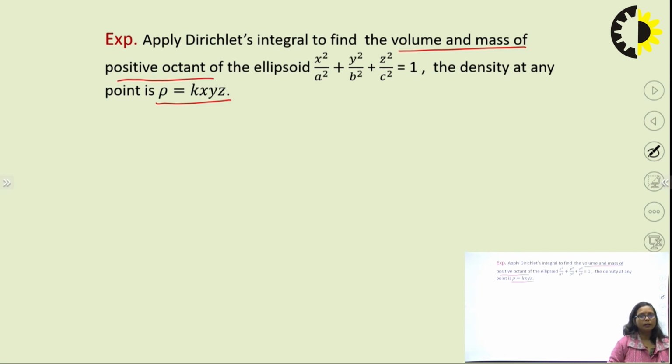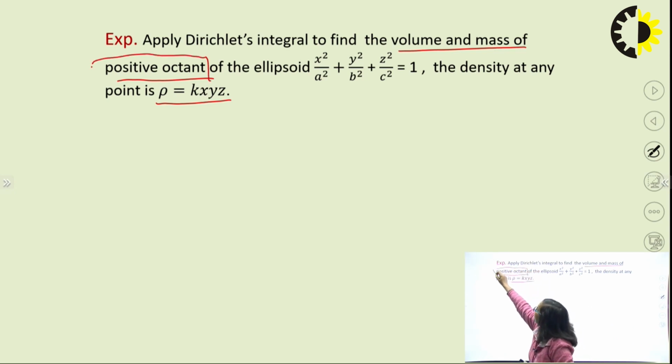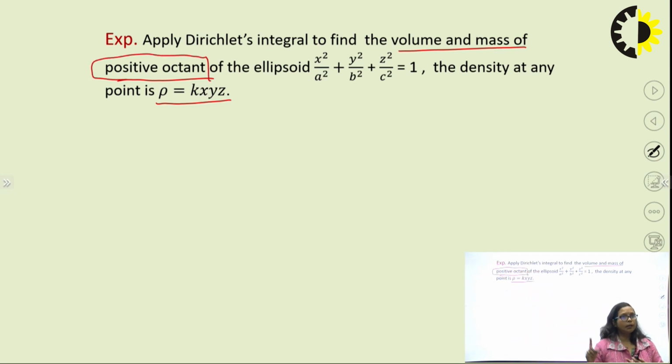So if the positive octant is given in the question, it means for this ellipsoid, you have to find the volume of that part of the ellipsoid which is lying only in the positive octant. So we can apply the Dirichlet integral over here. But before that, we need to convert this into a domain which is satisfied by the Dirichlet integral. So for that, we start putting this value equal to u, this value equal to v, and this value equal to w, such that it can be converted to some linear value.